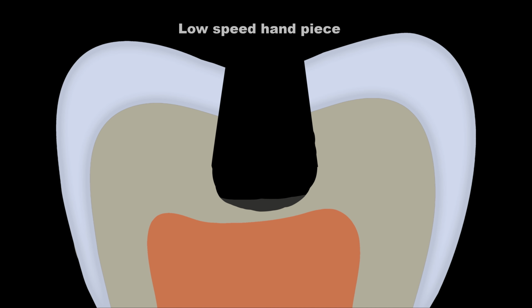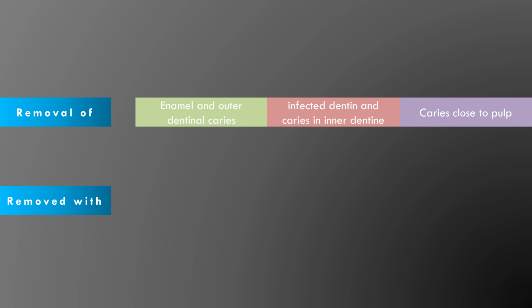But the caries which are present very close to the pulp, well, if you are using rotary instruments, that will have a very poor tactile sensation. So we must remove it with a spoon excavator. So the removal of the caries from the enamel and the outer dentinal caries must be removed with a high-speed handpiece.